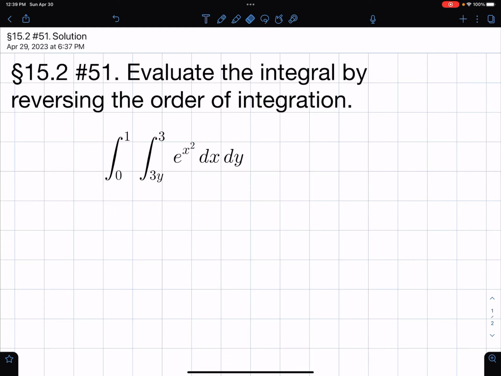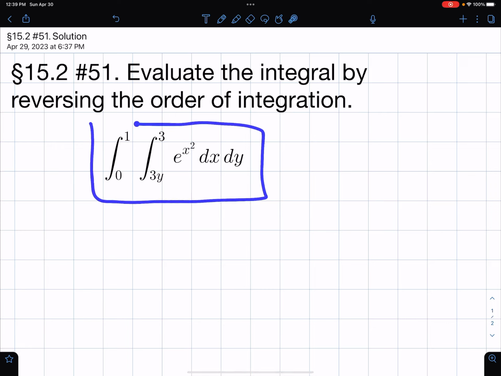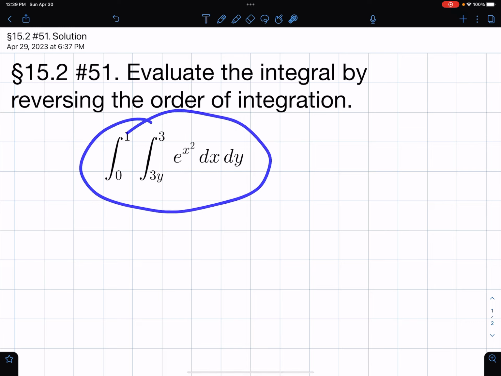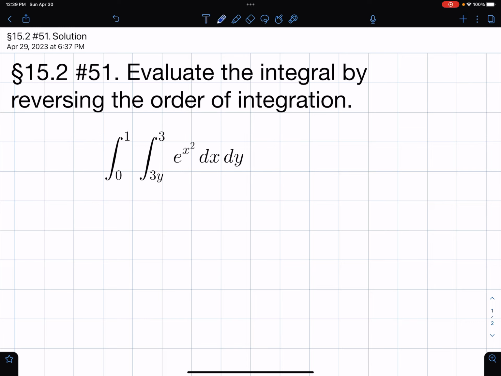Hello everyone, I am going to attempt to explain how to solve this double integral. So I want to do first a background on what a double integral is, or what an interpretation of one is. Suppose we have a surface in three-dimensional space, and that surface in this case is given by z equals e to the x squared.